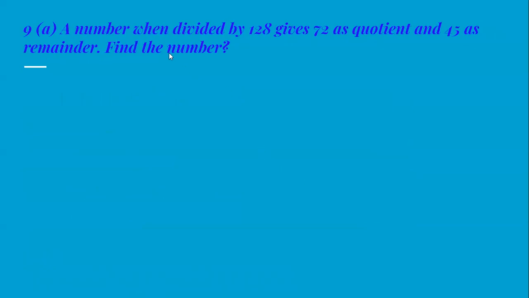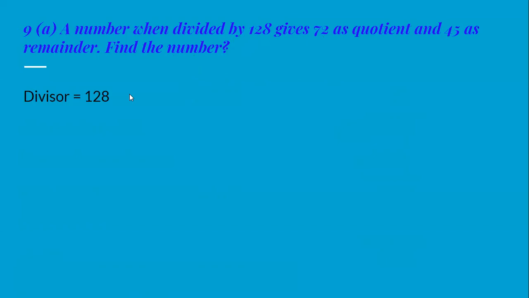The next sum is: a number when divided by 128 gives 72 as quotient. 128 is divisor, 72 is quotient, and 45 is the remainder. Find the number, which means in this question you have to find out the dividend. Divisor is given, quotient is given, remainder is given, and we have to find out the dividend. This formula we already did in the previous exercise, divide and check. Let's start with the formula.